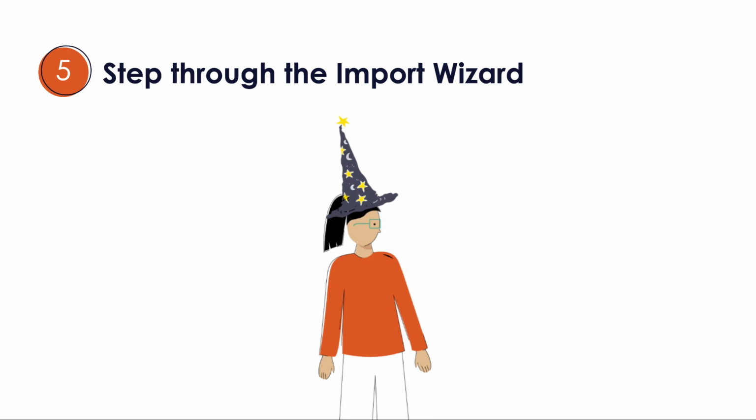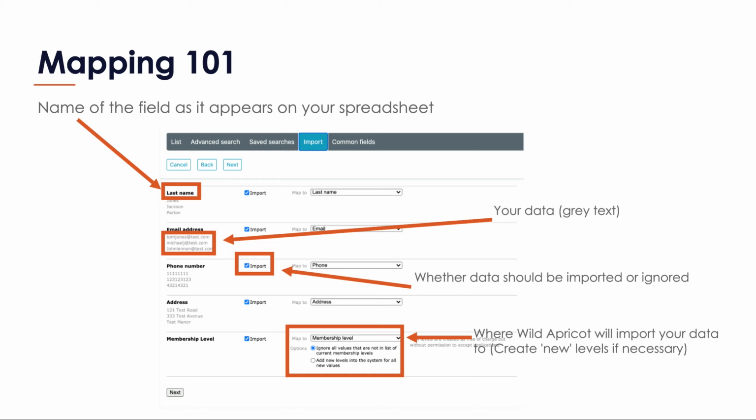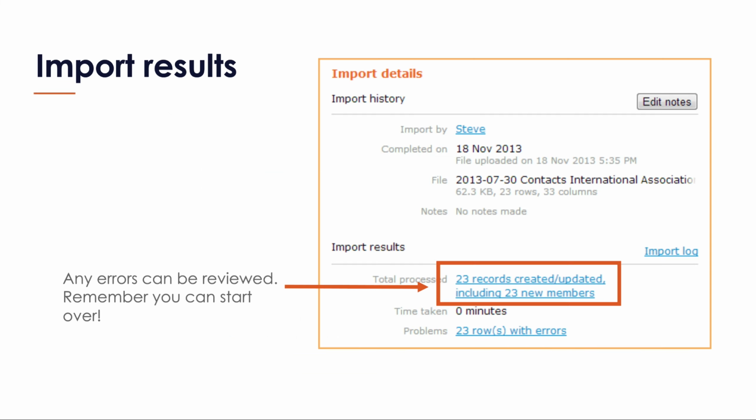Step 5 is to step through the built-in importing wizard on Wild Apricot. When you're in there and when you do select a file to be imported, you'll see that the import wizard breaks it down into multiple columns so that you can see examples of the data that you're bringing in, as well as where it will be put once it's brought into Wild Apricot. You'll see the column header, as well as example data from your spreadsheet, a checkbox to indicate whether or not it should be imported into the system, and then the action item where it's mapped to on Wild Apricot.